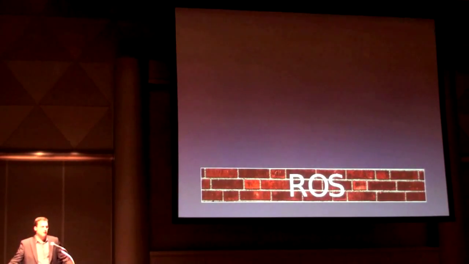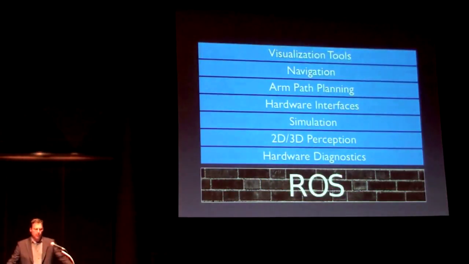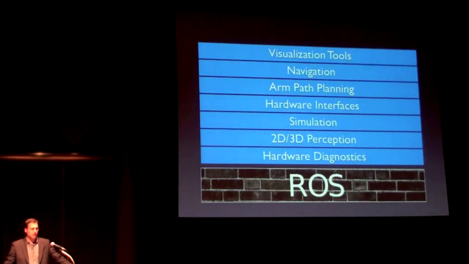ROS can be thought of as a foundation on which component technologies and applications are built and tied together. Mobile manipulation systems require a broad set of capabilities that ROS provides. Here are a few of those capabilities that exist today for ROS.